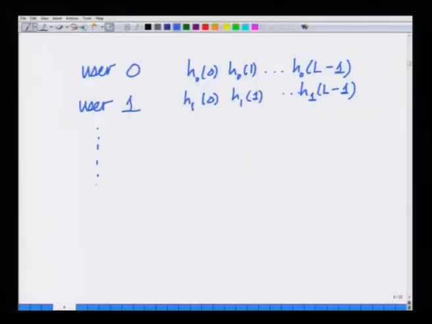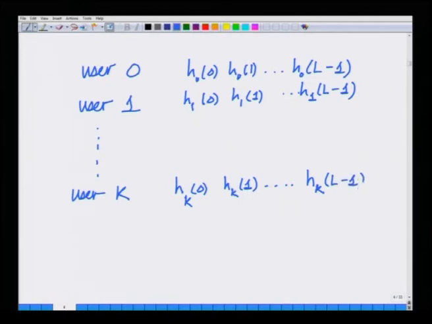I mean, you can write an almost similar expression without any effort. So, similarly, the user K signal propagates through his or her own multipath channel, and the different components are HK of 0, HK of 1 and HK of L minus 1.